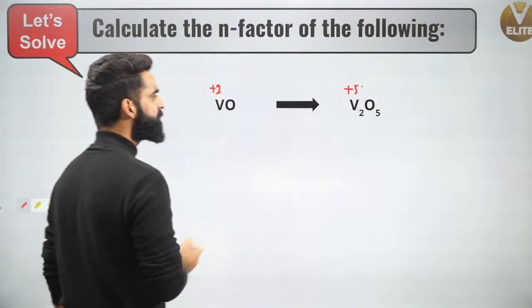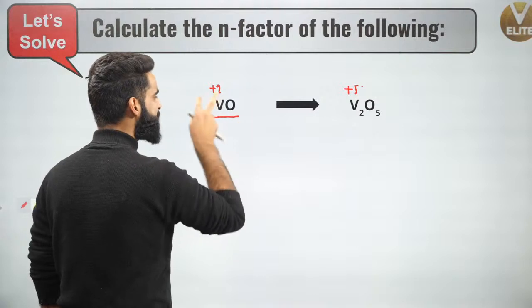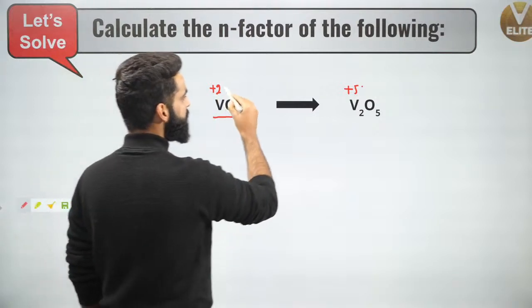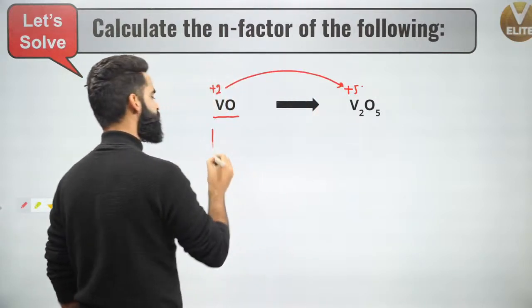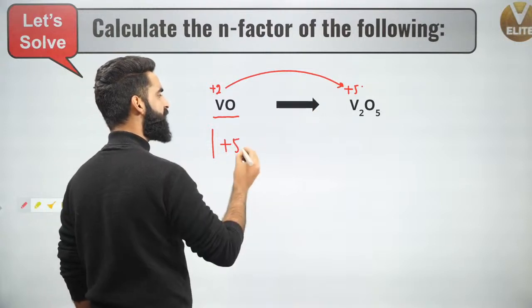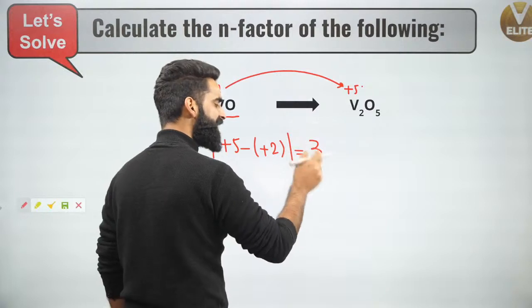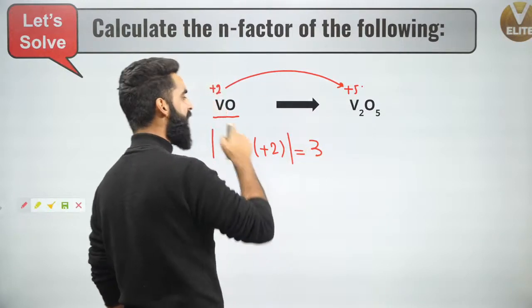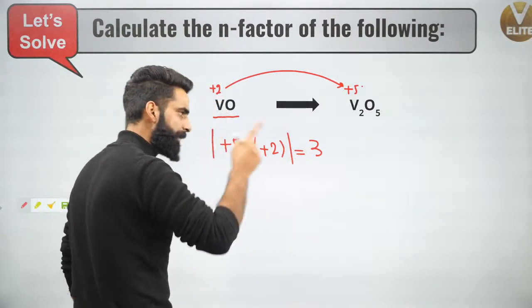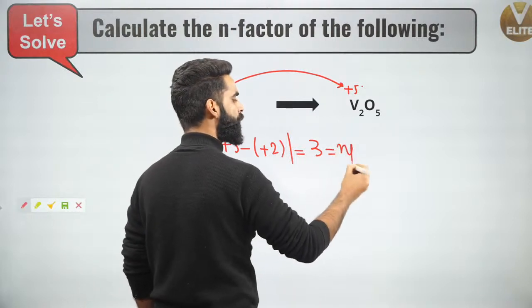Very, very simple. Now people, I want you to calculate the n factor of this VO right here. +2 to +5. What is the change in oxidation state? Final oxidation state, which is +5, minus initial oxidation state, which is +2. The value you'll be getting is 3. 3 is the change in the oxidation state for one atom of V, and over here I've got only one atom. So the n factor of this VO right here is 3.